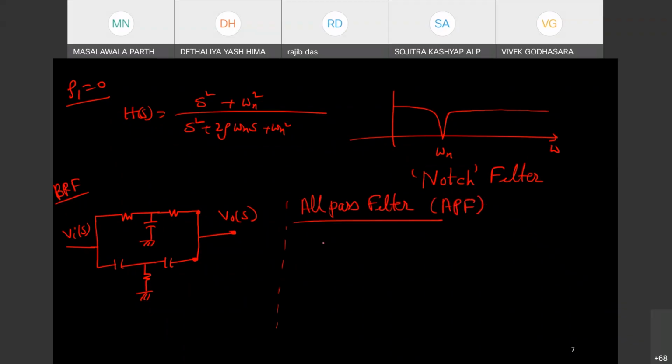APM. And its transfer function H of j omega will be like this: 1 plus s upon omega c. If there is a pole at minus omega c, then there should be a zero on the right side, at omega c. Means if I have a pole this side, s equal to minus omega c, I should have a zero here, s equal to plus omega c.